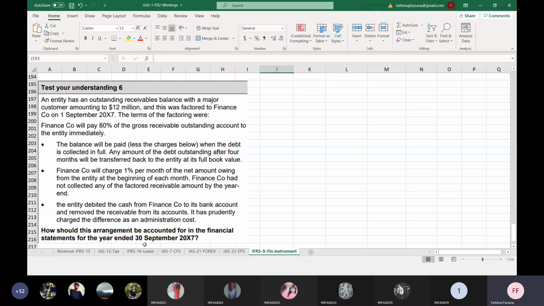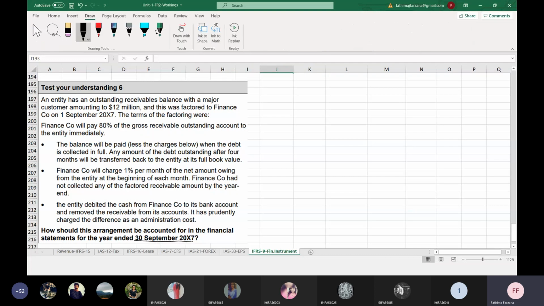So first they are telling, I want information as per 30th September. For this one, I'm highlighting. So as per 30th September 2007, I want some information, how it will be appearing. So here first we saw that the company is having receivables worth 12 million, and it was factored to a finance company on 1st September 2007. So the end of September is when we have to do it, and before that they factored it.